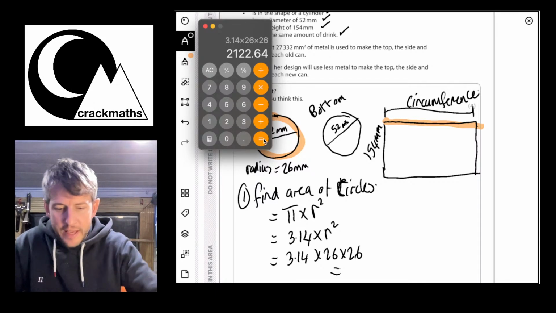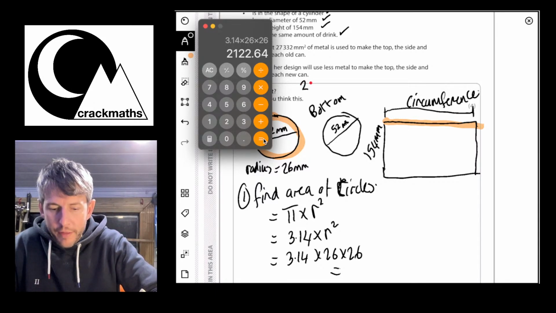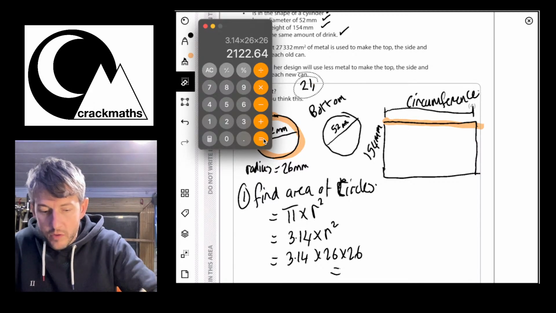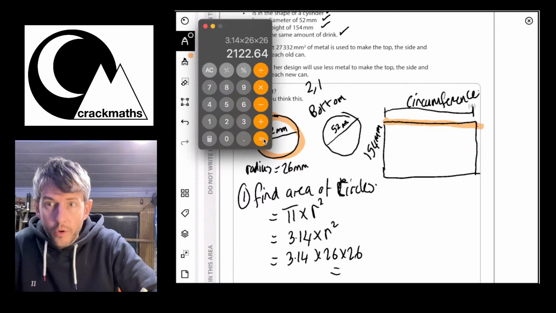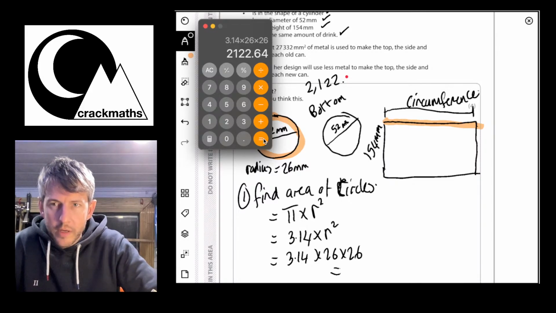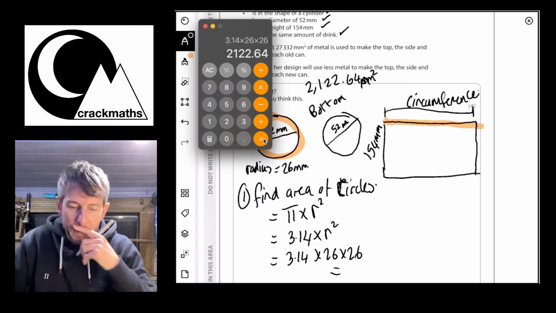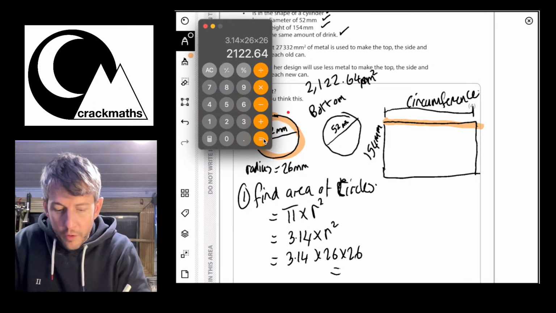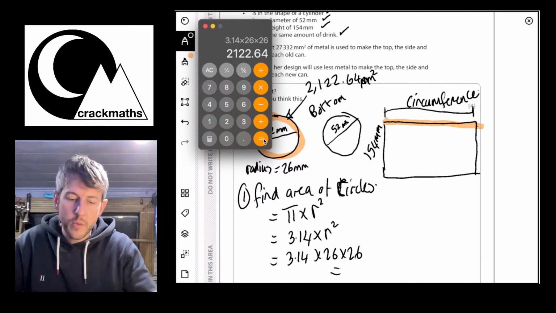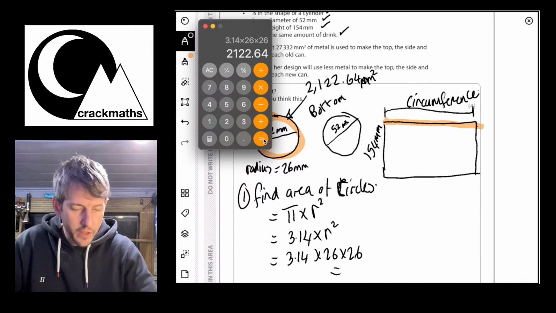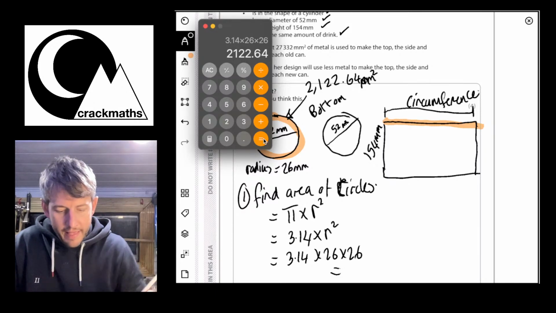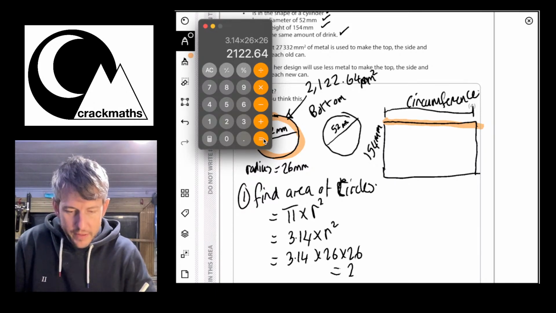So collectively, these bits use 2,122.64 millimeters squared. Okay, so that's the area of one of those. So there's two of them, so we'll have to times that by 2. Okay, we'll remember that though. And then I'll write that number down there as well.